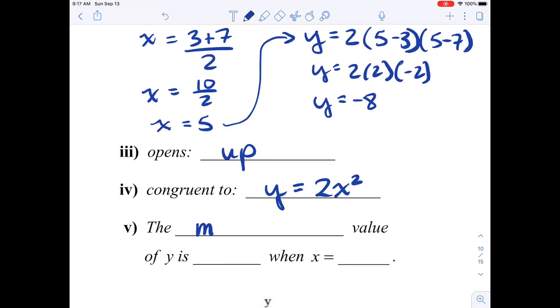Because it points up, it has a minimum value. And that minimum value is its y value of its vertex, which we worked out was -8. And we also worked out that it occurs when the x value is equal to 5, excuse me.